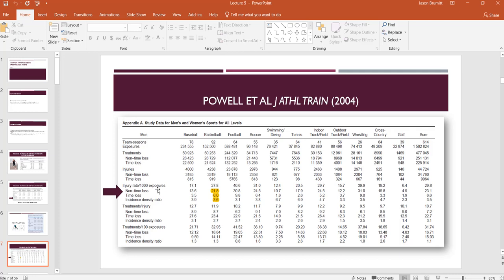You could have person years. We had examples, I think, early in the term related to cigarette smoking. And so, calculating in the large population that they were working with there, the years of smoking that somebody was doing. So here we've got, with the male athletes, we see an injury rate of 27.8 per 1,000 exposures. And they break it down. The non-time loss injury rate is 21.8, and the time loss is 6.0.